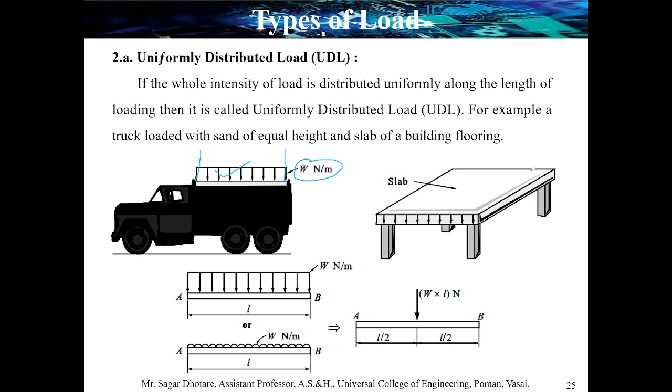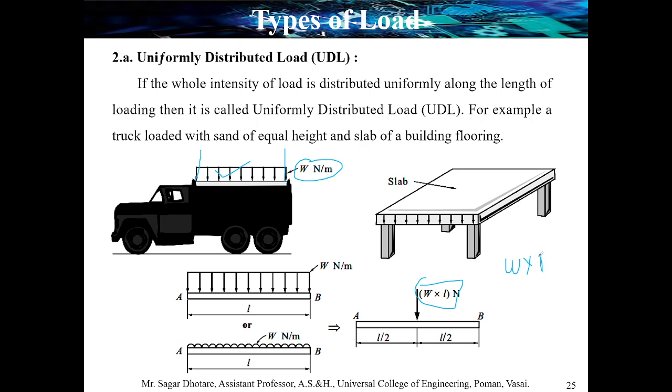The slab thickness will be equal in all directions. So whatever force is applied is the same and equally distributed over that area. Whenever you are converting a uniformly distributed load into a single point load, you can do it with the help of this equation: W into L.